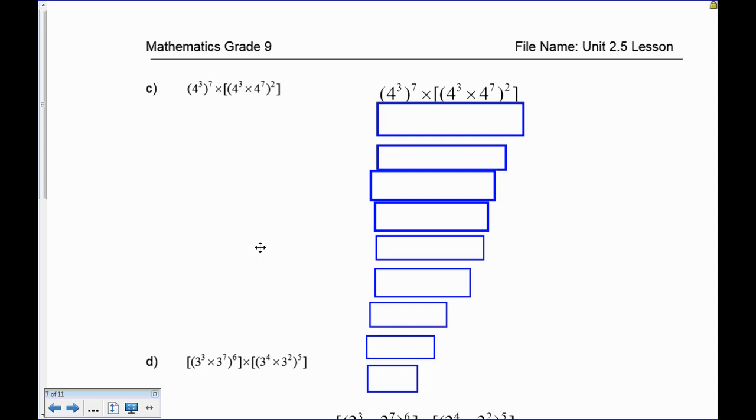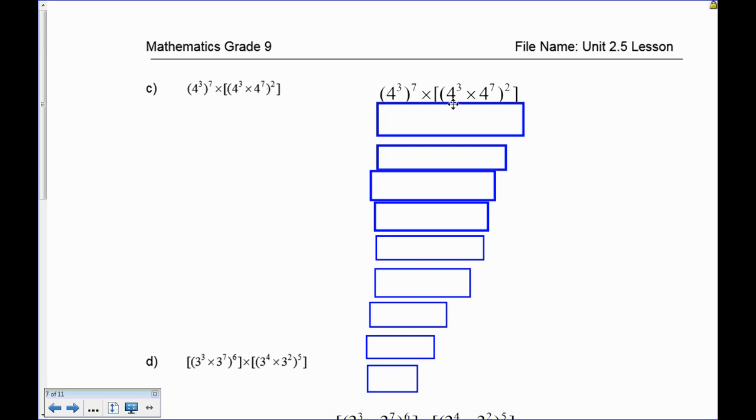Okay, let's take a look at question C. You'll notice in question C that there are two sets of calculations here. There's 4 to the power of 3 to the power of 7, and 4 to the power of 3 times 4 to the power of 7, all raised to the power of 2. You'll notice there are square brackets here. Because BEDMAS starts with brackets, these are the things we deal with first. Inside the square brackets, we have a set of rounded brackets called parentheses, so I have to deal with 4 to the 3 times 4 to the 7 first.